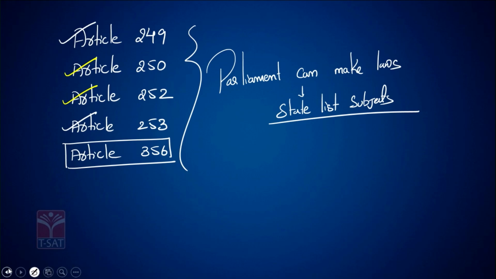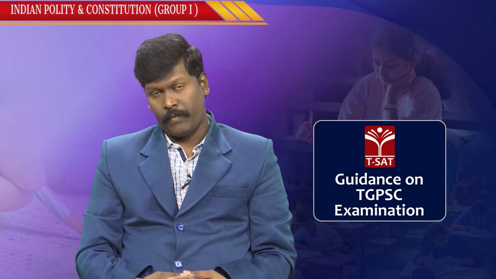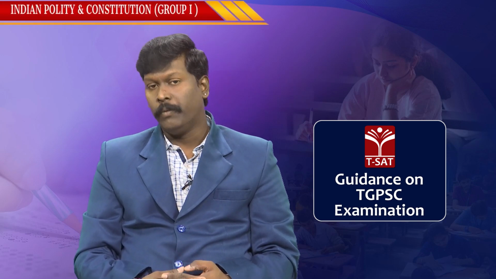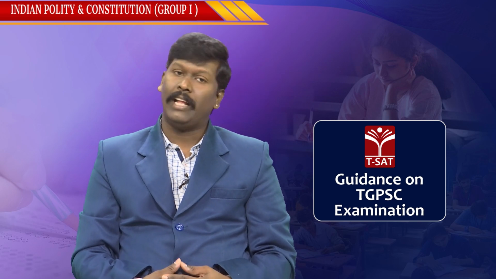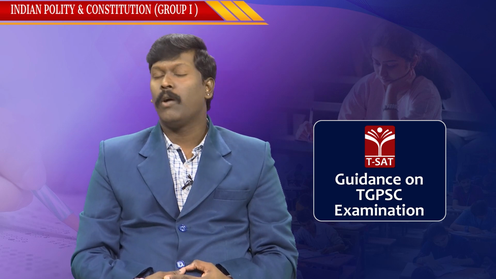These are the circumstances when the parliament can make laws on state list subjects. We have five important constitutional provisions. The first one is Article 249, 250, 252, 253 and 356. Remember this for your exam. You have to use these constitutional provisions while writing your answer. Let's go to the next question.